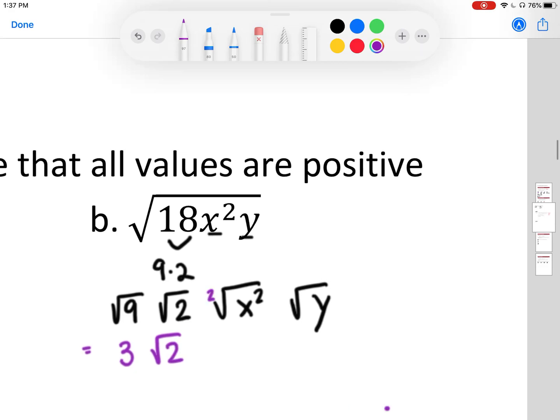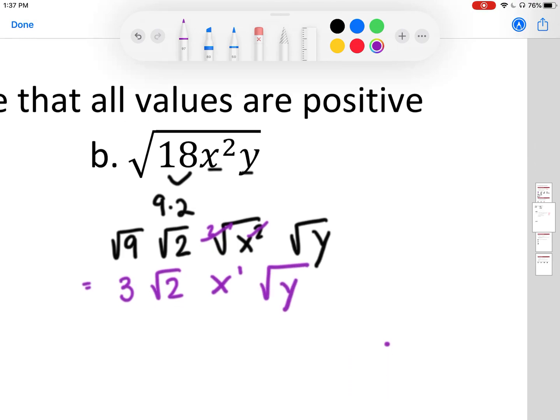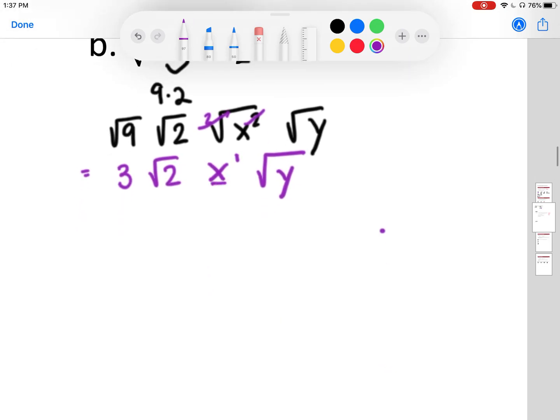Now here, the square root and the exponent, they're mathematical opposites. They're essentially dividing. What's 2 divided by 2? You get x to the first power, and I can't do anything with the y, so it stays in the radical. Let's multiply our numbers that don't have a radical together. So I have 3x, and then I want my answers with the radical together, square root of 2y.